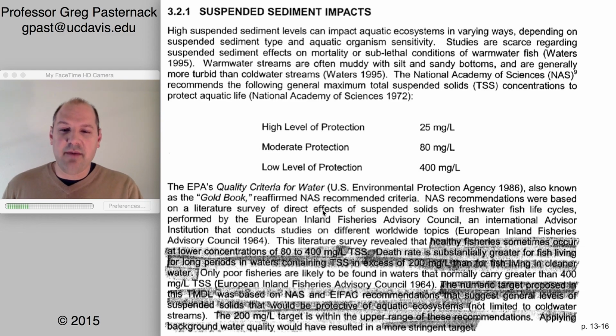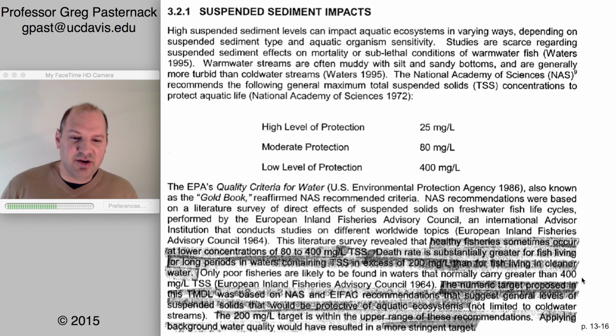And those were done by the European Inland Fisheries Advisory Council, which conducts studies on worldwide topics. This literature survey revealed that healthy fish sometimes occur at lower concentrations of 80 to 400 milligrams per liter total suspended solids. I'm sorry it's dark here, but death rate is substantially greater for fish for long periods in waters containing TSS in excess of 200 milligrams per liter than for fish in cleaner water. And only poor fisheries have values greater than 400.